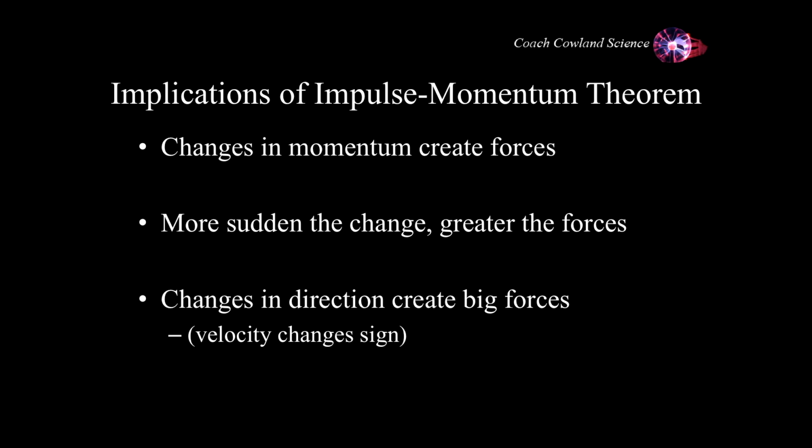When you have a change in direction, because the velocity has a different sign, the impulse and hence the forces involved are going to be very big, because when you're finding the difference, you're actually subtracting a negative, and that means you're adding. So you end up with very big forces when there is a direction change, like when a ball hits something and bounces back off of it.